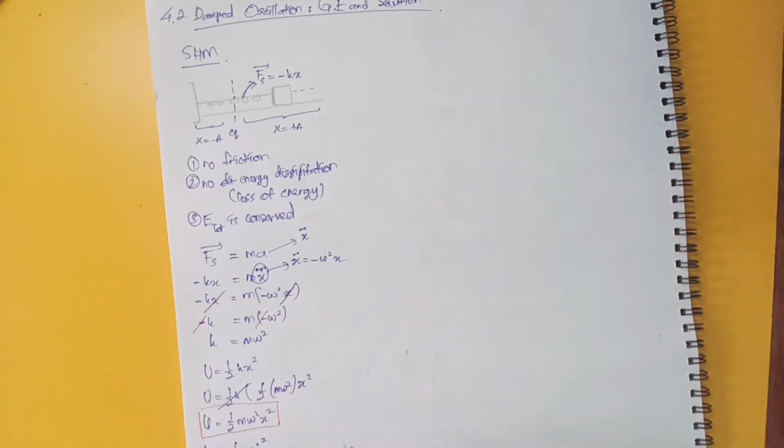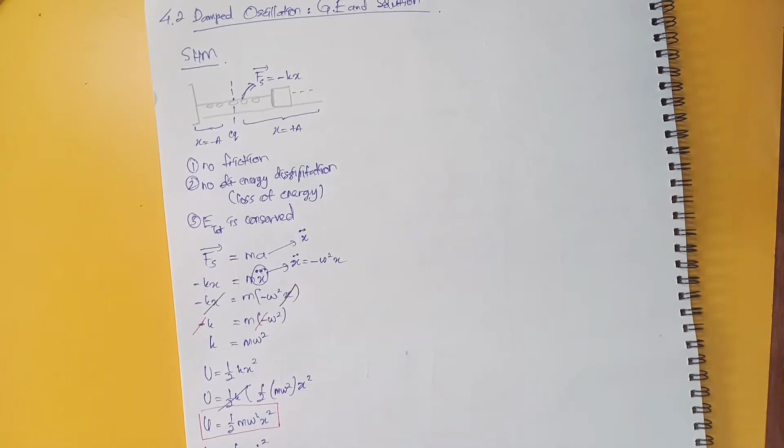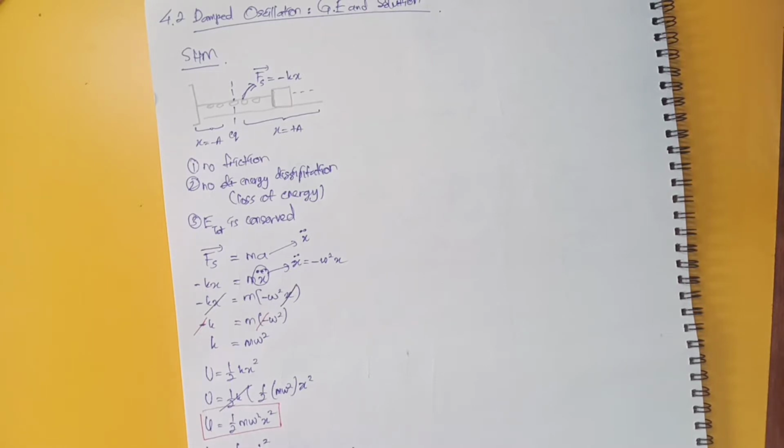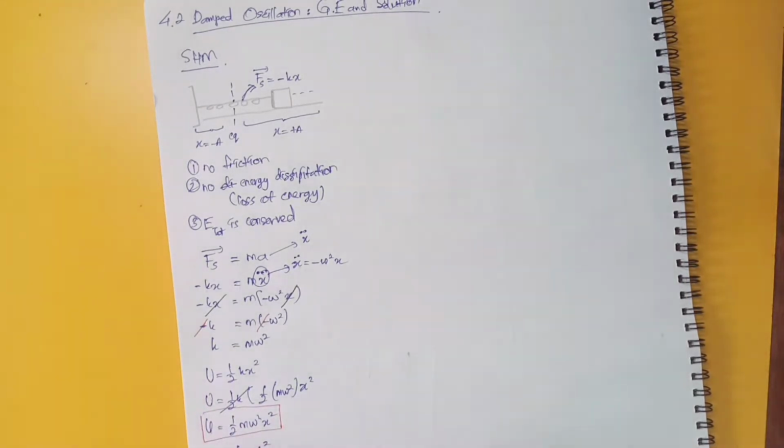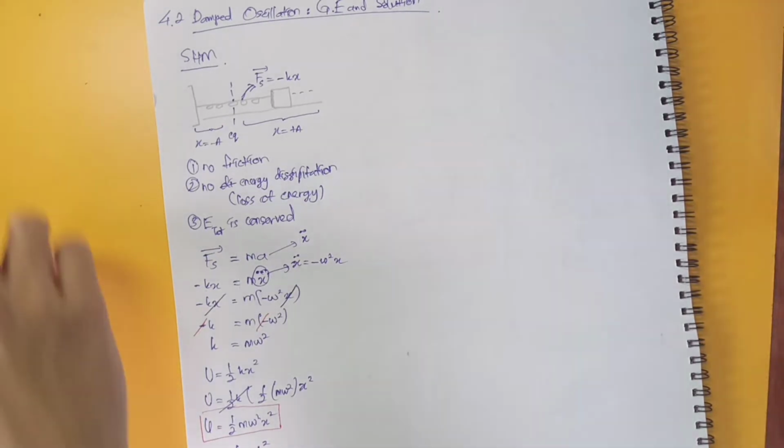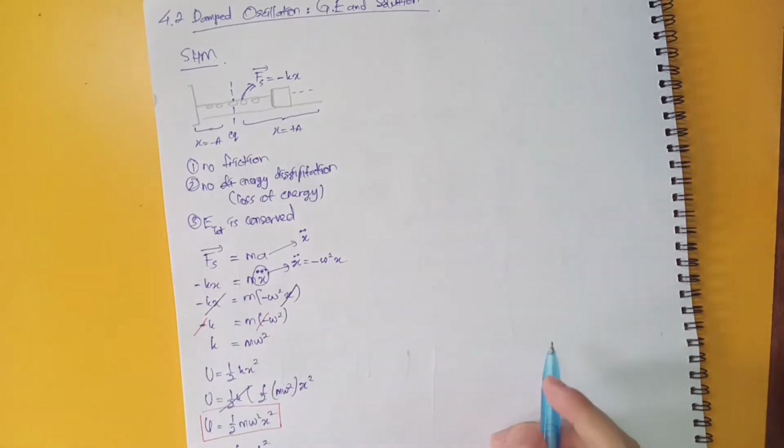And we have the total energy, which is E total equal to K plus U, and E total is equal to 1 over 2 m x dot square plus 1 over 2 m omega square x square. This is the total energy. Alright, now it's good. So far so good.